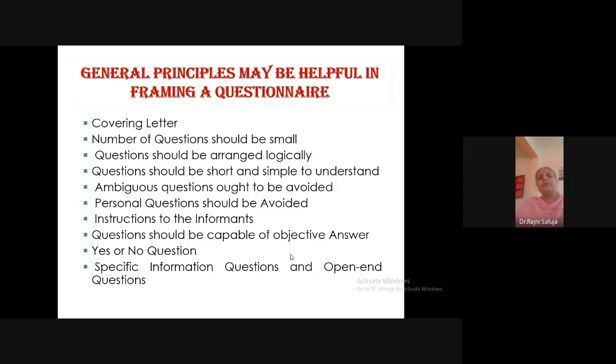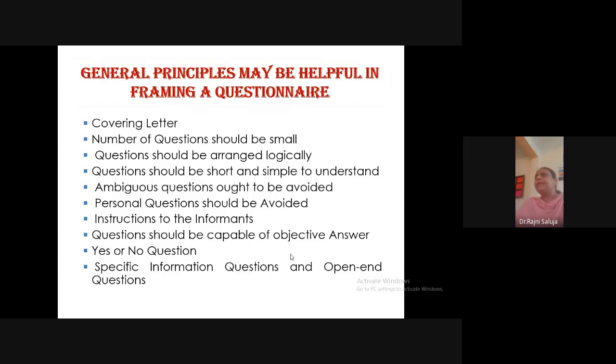Then the questions should be arranged logically, maybe from simple to complex, from specific to general. That is why, first of all, we ask for personal information. The first part of the questionnaire is generally related to the demographic profile, or what we call personal information.